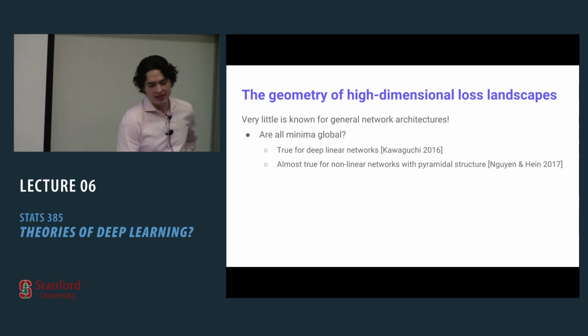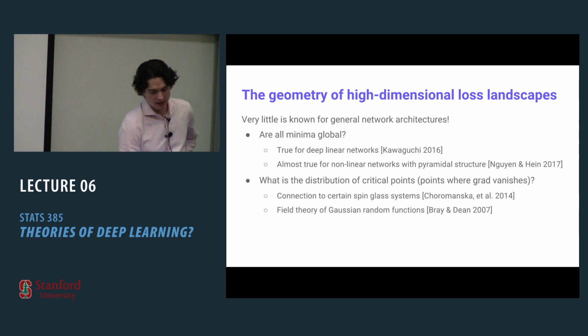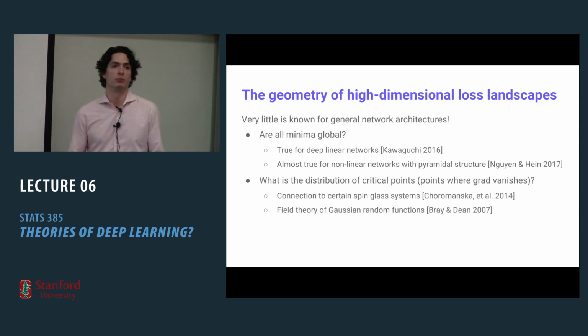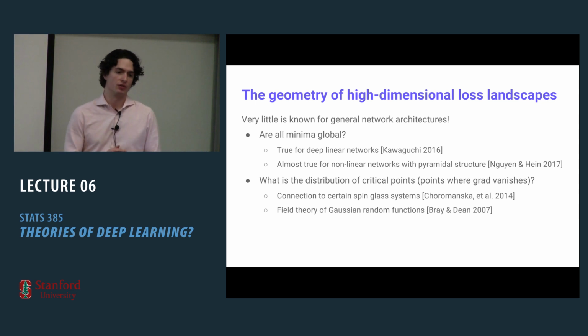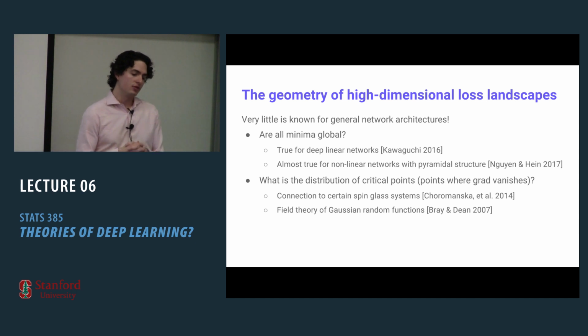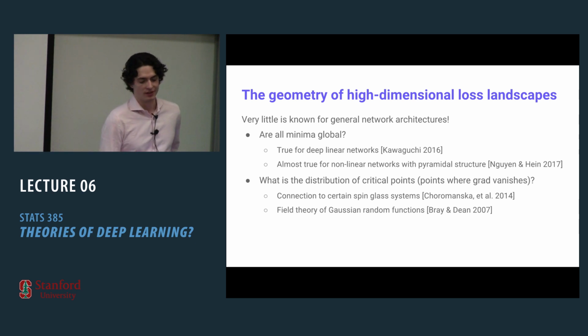But when you start trying to ask more general questions, like what's the distribution of critical points? And I mean distribution with respect to the energy. So if you want to know how likely it is you'll find a critical point with a given index of a particular energy, that's what you would get if you knew the distribution of critical points. And if you try to ask this more general question, it turns out that the results are pretty sparse.